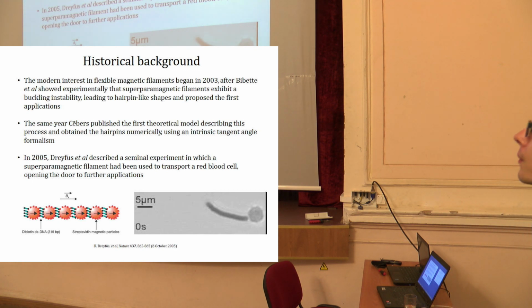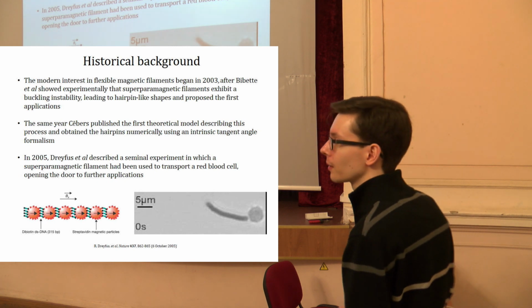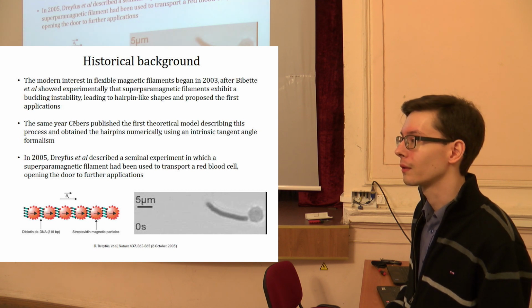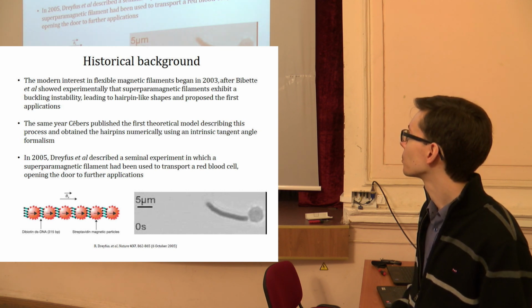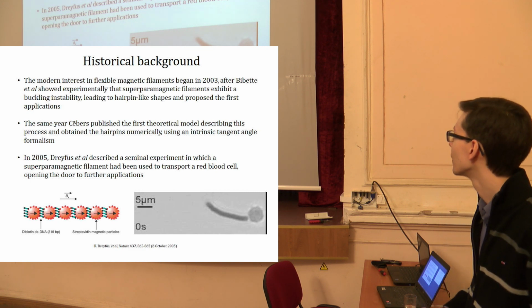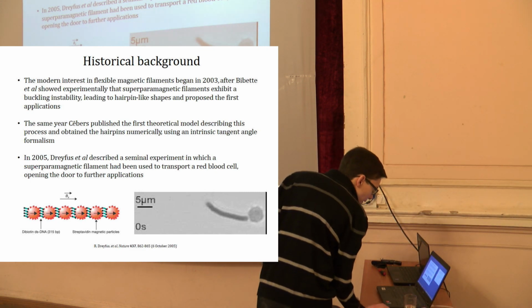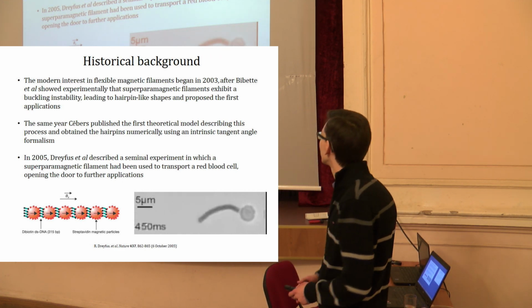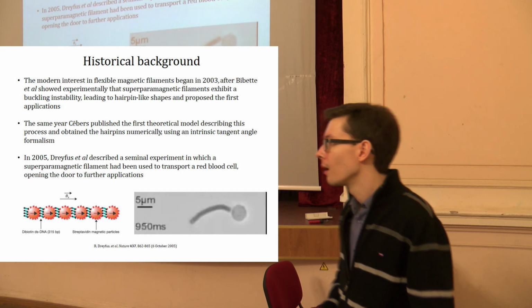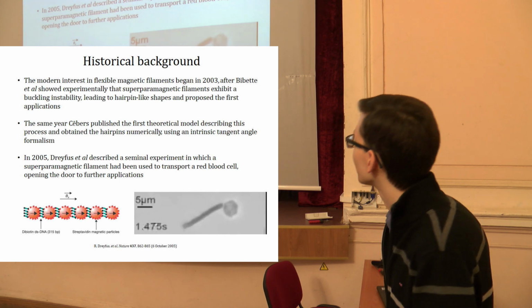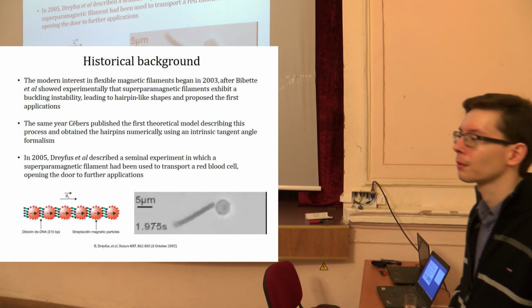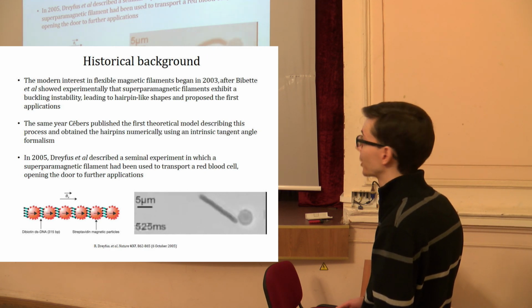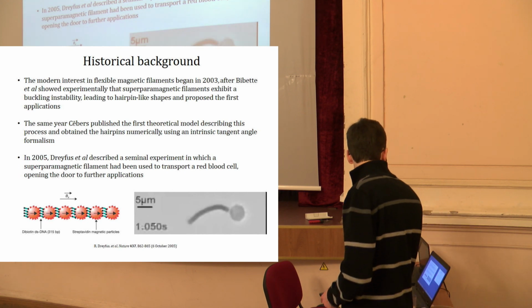And finally, in 2005, a very famous experiment was published in the journal Nature by Dreyfus and collaborators, in which they used a superparamagnetic filament to carry out controlled transport of erythrocytes, red blood cells, in a direction of their choosing, as shown in this video. This naturally attracted a great deal of attention and drove also the development and proposal of many other prospective applications for flexible magnetic filaments in different field configurations, and not just superparamagnetic but also ferromagnetic filaments as well.